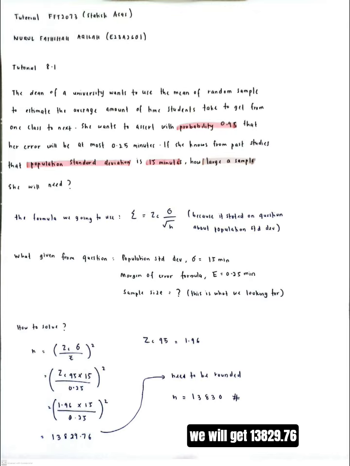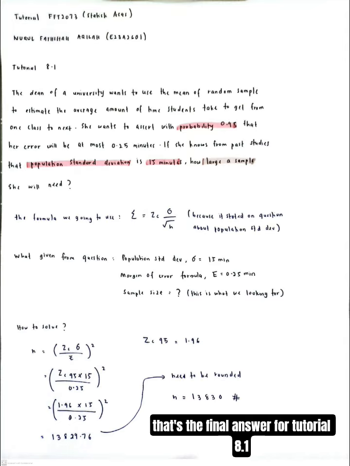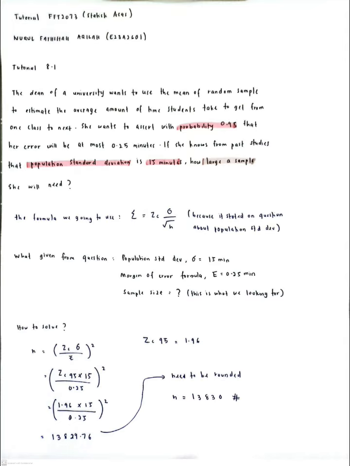so we will get 13,829.76, which we need to round, it cannot be a decimal. So n will be equal to 13,830. That's the final answer for tutorial 8.1.